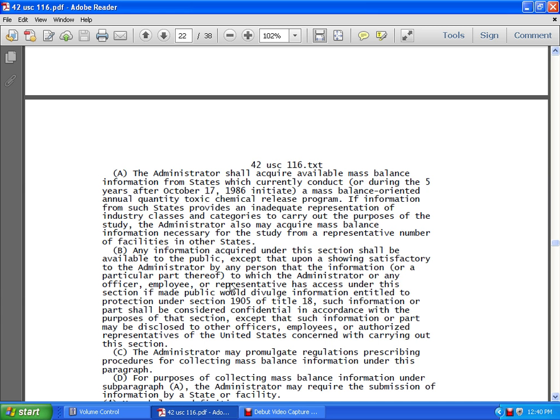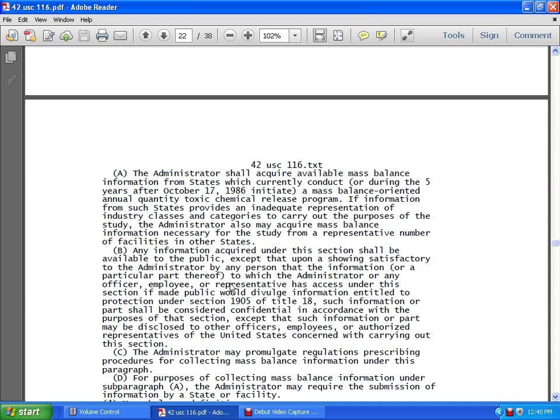B. All information acquired under this subsection shall be available to the public, except that upon a showing satisfactory to the Administrator, the Administrator may protect the information or particular part of it that the Administrator or any other officer, employee, or representative has access to under this section, if the public disclosure would divulge information entitled to protection under section 1905 of Title 18. Such information shall be considered confidential in accordance with the proposed section, except that such information may be disclosed to officers, employees, and authorized representatives of the United States concerned with carrying out this section.